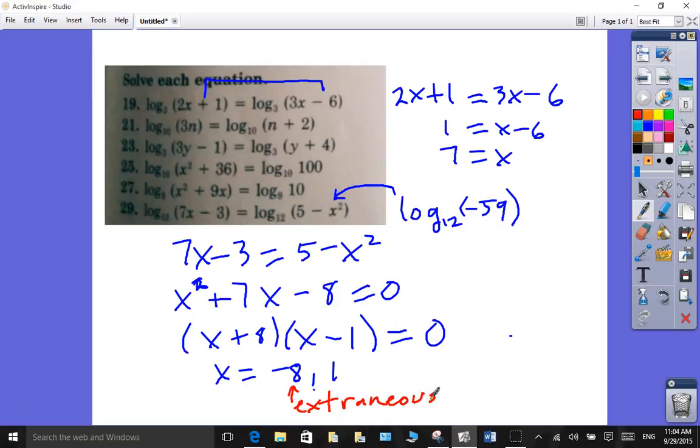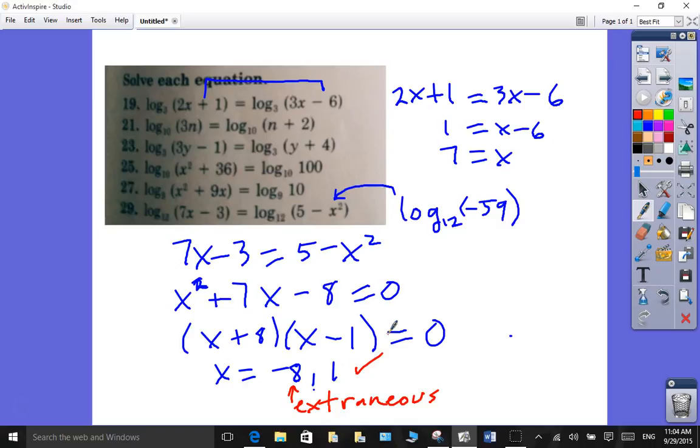Now the 1, let's see, if I plug in a 1, I get 7 times 1 minus 3 is 4. So that would be the log base 12 of 4. This one would be log base 12 of 5 minus 1 squared, which is 4. So 1 checks, but the negative 8 is an extraneous solution.